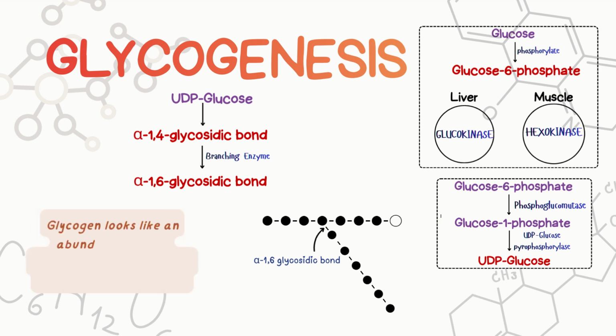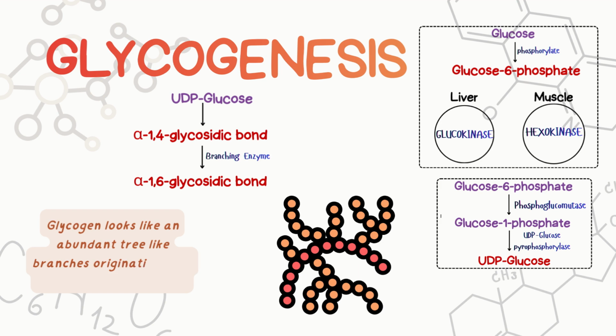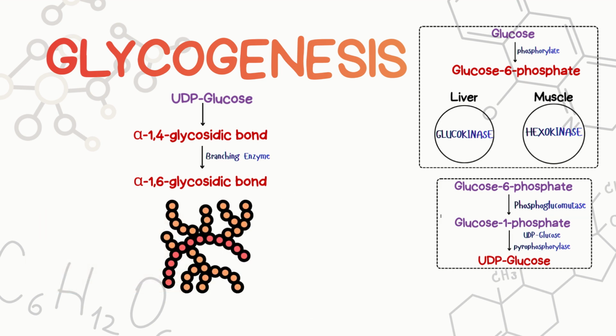A little look at glycogen, which looks like an abundant tree with branches originating from the core glycogenin. Well, that is the final part of glycogenesis.